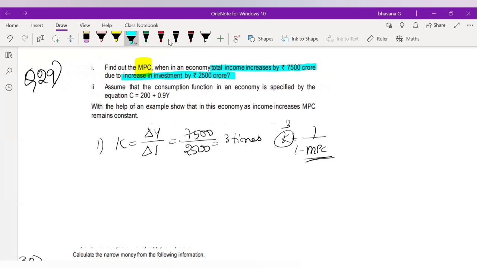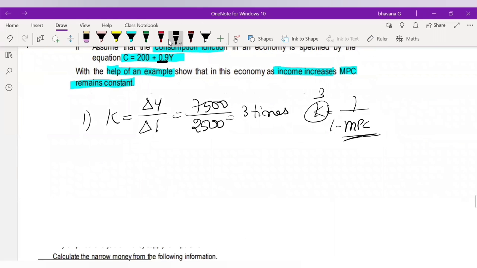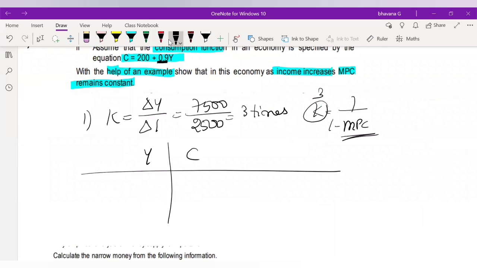Next, assume that the consumption function in an economy is specified by C equal to 200 plus 0.9Y. Okay. So with the help of an example, show that in this economy, as income increases, MPC remains constant. You have to show that even though income increases, your MPC, that is the 0.9, is going to remain constant. You have to show that to them. Okay. So now what we are going to do to show that is, we are first going to take income. We're going to take their consumption.